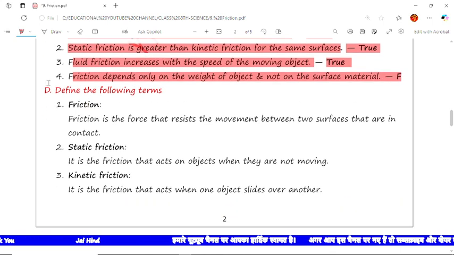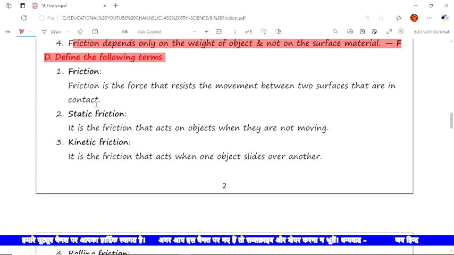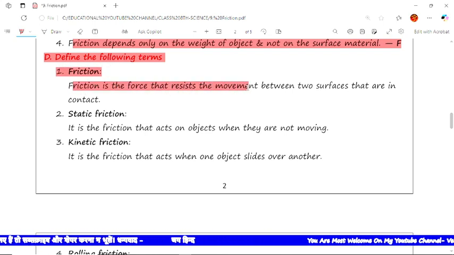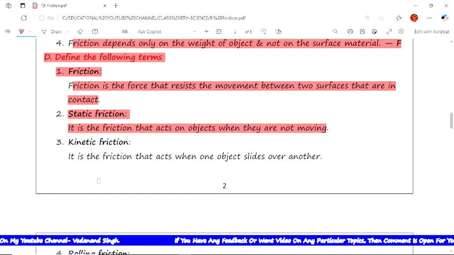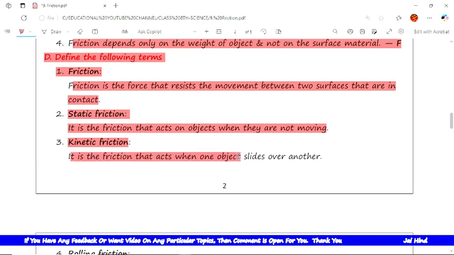Now the next question is, define the following terms. The terms are here and you have to give the proper definition. The first term is friction. The proper definition is, friction is a force that resists the movement between two surfaces that are in contact. Now the next is static friction. It is the friction that acts on an object when it is not moving. Now the next is kinetic friction. It is the friction that acts when an object slides over another. So that is kinetic friction.